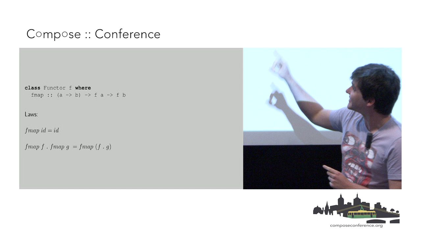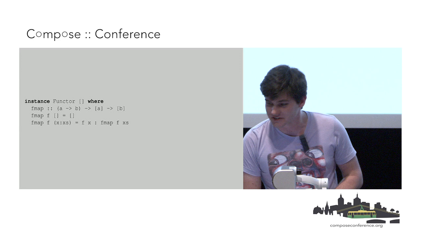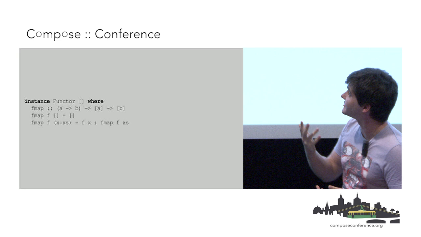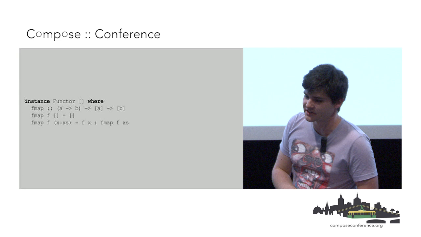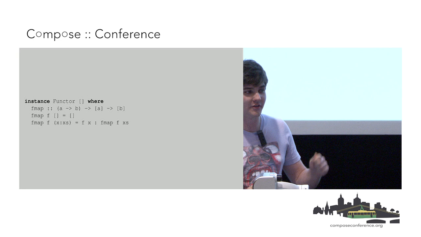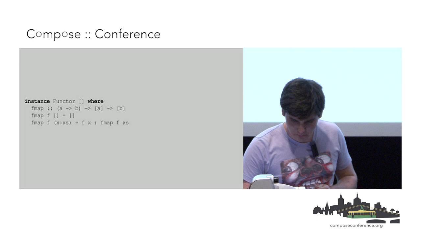All right, good. What are some examples of functors? Well, list is a functor, right? This is the typical canonical example people reach for, so I did. It says, given a function from A to B and a list of A's, produce a list of B's. If the list is empty, we return the empty list. If the list is not empty, it has a head and a tail, so we run the function f on the head and then cons that onto the recursive fmap on the tail. And that'll take you from a list of A to a list of B, given that function.